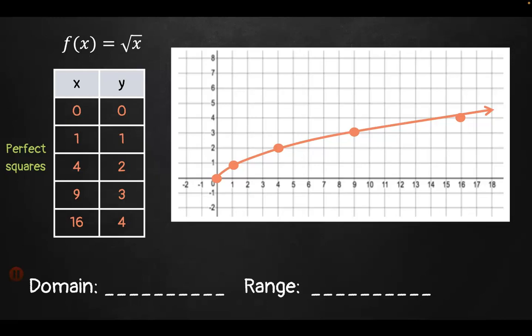Now we look at our domain. I've got the smallest x being 0, going all the way towards positive infinity. And then my range, again, the smallest y value is 0, going all the way to infinity. So this is what's called our parent function. It's our original function, just the square root of x. Now we're going to look at examples with transformations.